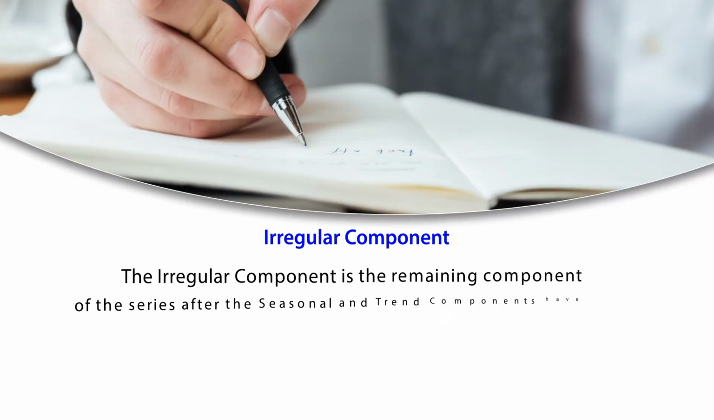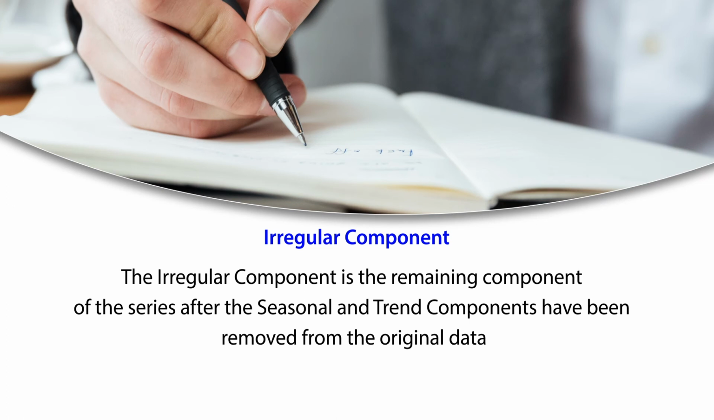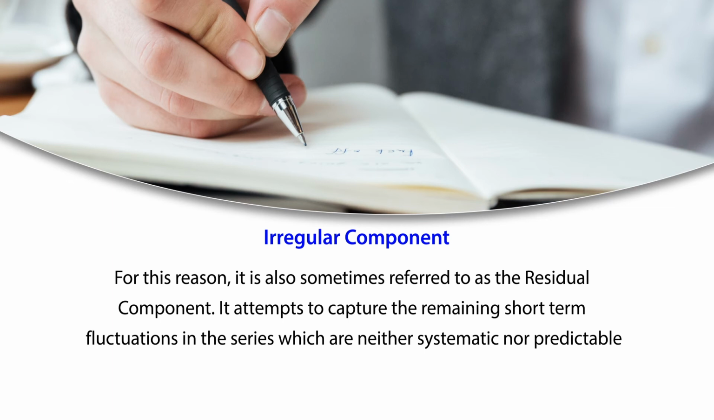So the irregular component is the remaining component of the series after the seasonal and trend components have been removed from the original data, and for this reason it is also sometimes referred to as a residual component. So it attempts to capture the remaining short-term fluctuations in the series which are neither systematic nor predictable.